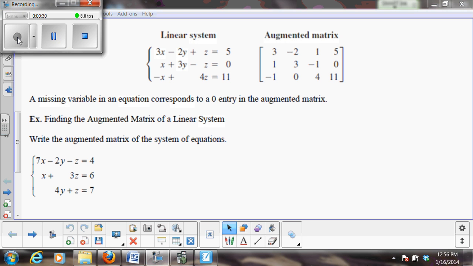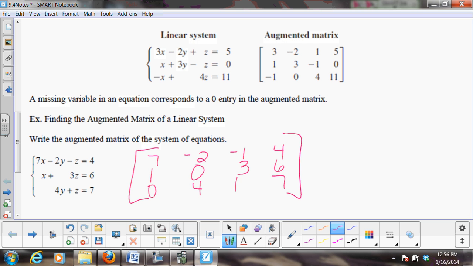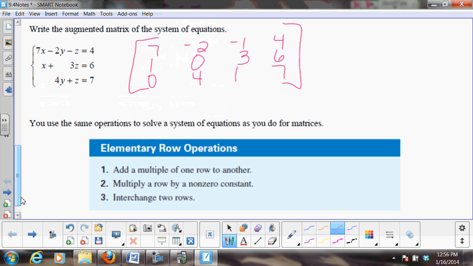The difference between a system and a matrix is there are no variables, no equal signs, and no plus signs. If it is negative, you keep your negative. So if I write this system as a matrix, my first row would say 7, -2, -1, and a 4. The next row would be a 1, a 0, because there's no y term, 3, then a 6. And the last row would say 0, 4, 1, 7. And here is the matrix.